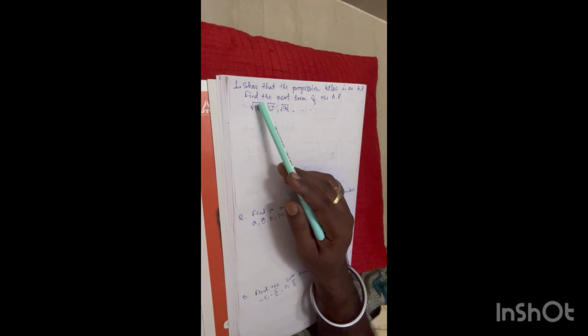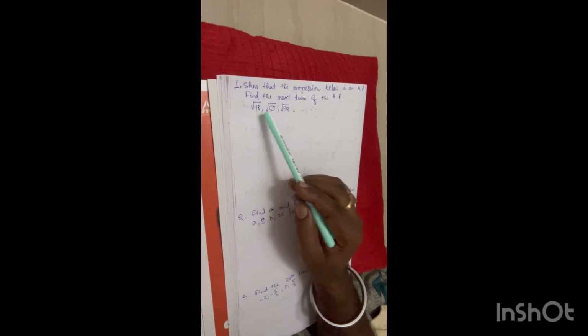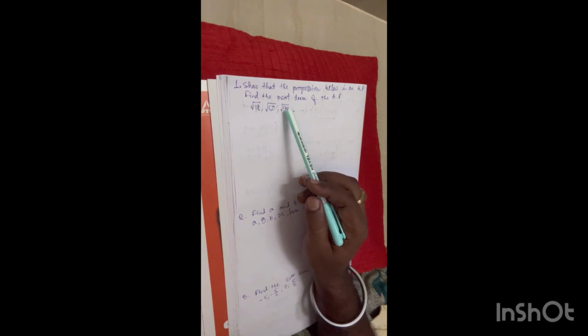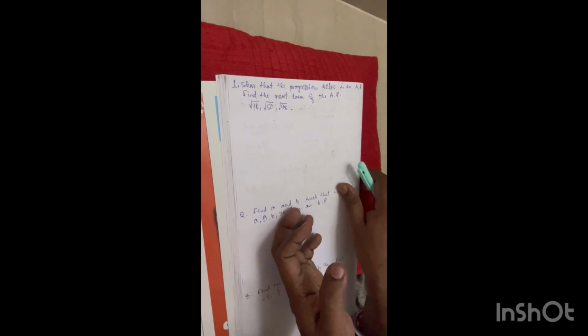Second thing, find the next term of the AP series. That means if it is proved to be an AP series, then what is the next term to the right of the third term? That is my task. So we will go one by one.